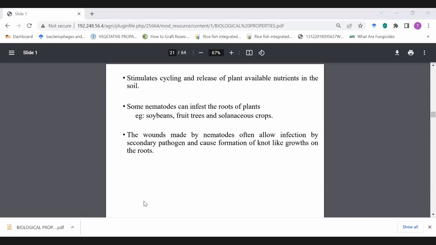Some nematodes can infest the roots of plants, such as soybeans, fruit trees, and solanaceae crops such as tomatoes and brinjals. The wounds made by nematodes are known as root knots. They are similar to root nodules, but root nodules are made by bacteria that are beneficial to the plant, while this root knot is a disease of the plant root.